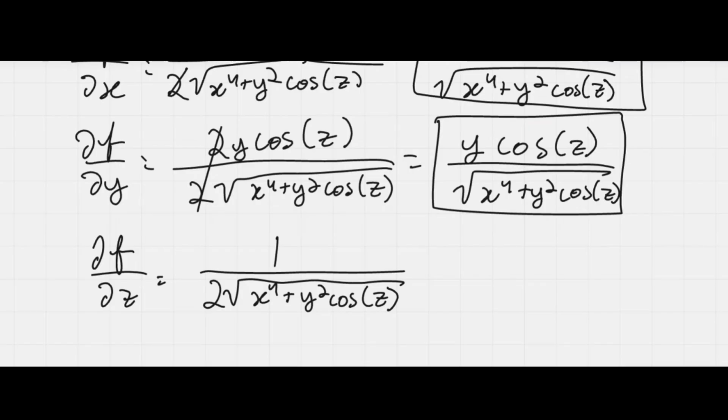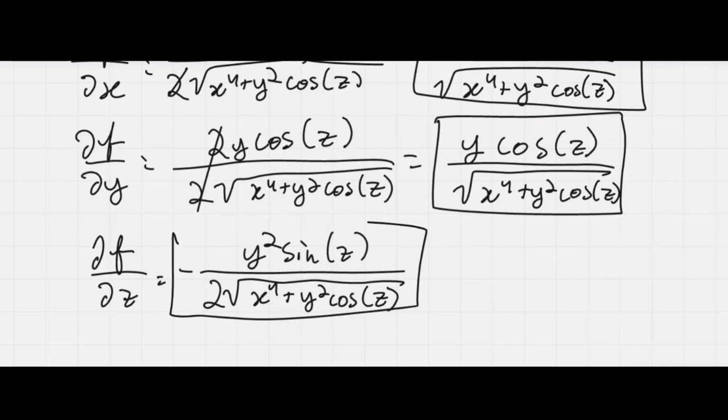The y squared is also left as a constant. And the derivative of cosine z, if we remember our trigonometric derivatives, is essentially just negative sine z. And so this numerator, at least, becomes negative y squared sine z. We can leave that as is, nothing cancels out. And so that is our partial derivative of f with respect to z.